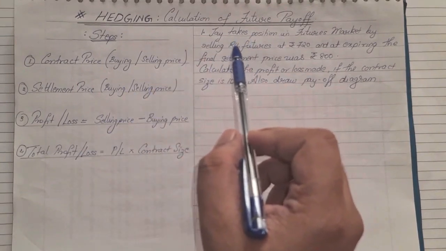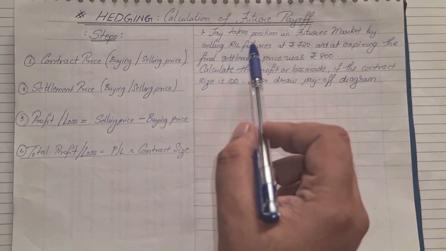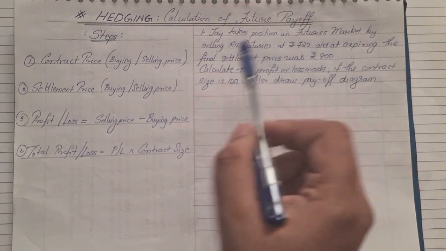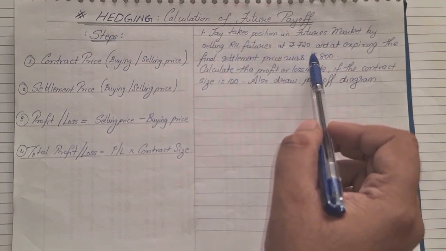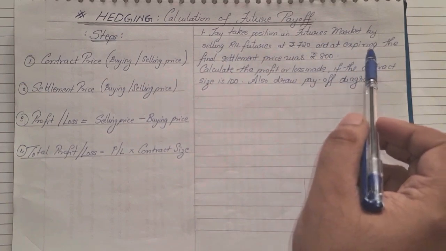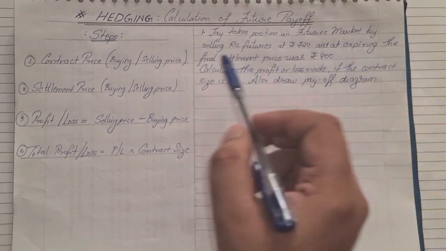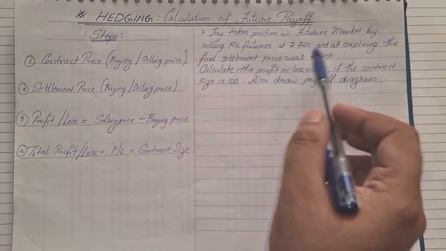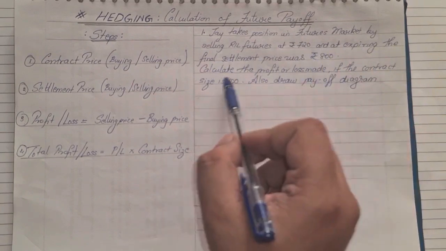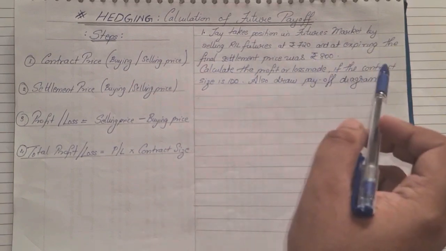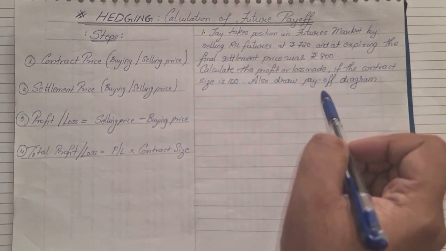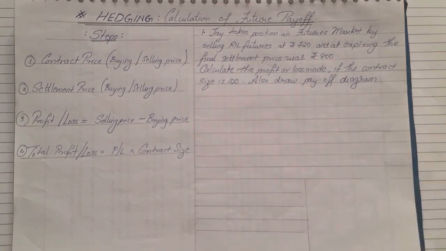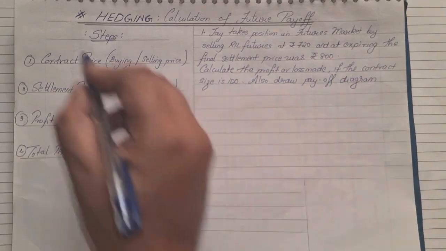We'll read out the question first. It's given that Jay takes a position in future market by selling Reliance future at rupees 720 at an expiring rate, and the final settlement price was 800. Calculate the profit or loss made if the contract size was 100 and also draw the payoff diagram. Now in order to solve that, we'll go as per our steps.